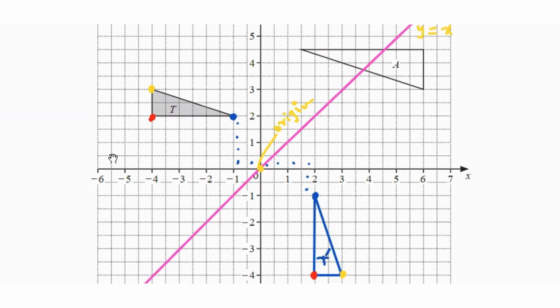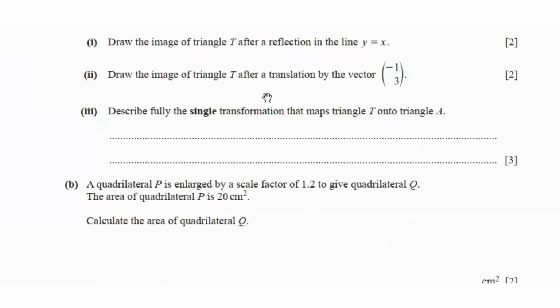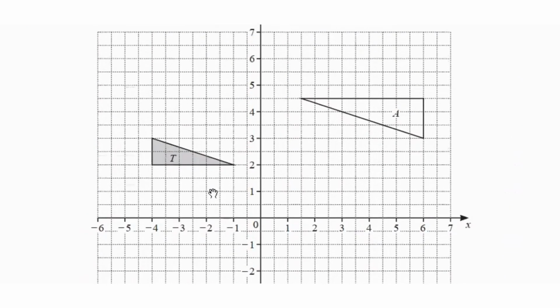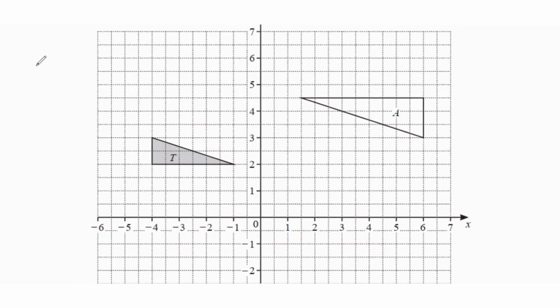Then draw the image of triangle T after translation by the vector negative 1, 3. So the translation is by the vector negative 1, 3. So let's change the coordinates first. So let's write the coordinates for T first. This is negative 4, 3. This is negative 4, 2. And this is negative 1, 2.